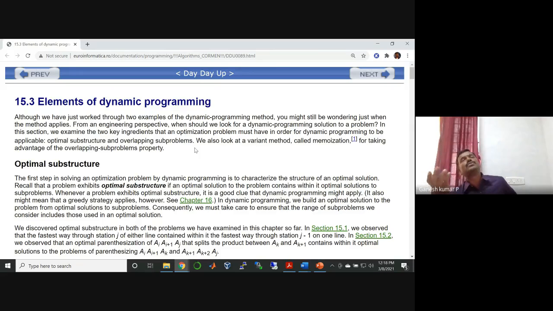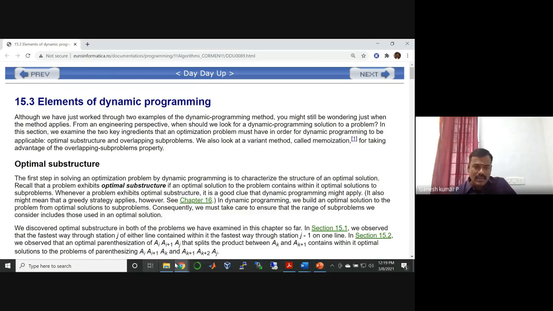Likewise, you can choose many other paths from this place to this place, this place to this place. This is also one route, this is also another route, this is also another. Like that, you can make. So you need to form a substructure. That is the first step in solving an optimization problem by dynamic programming. So if you wish to solve an optimization problem by dynamic programming, the first step is to characterize the structure of an optimal solution. You have to characterize the structure of an optimal solution.